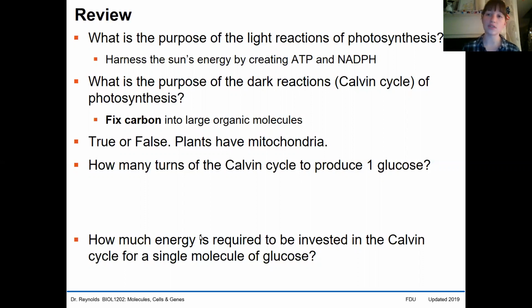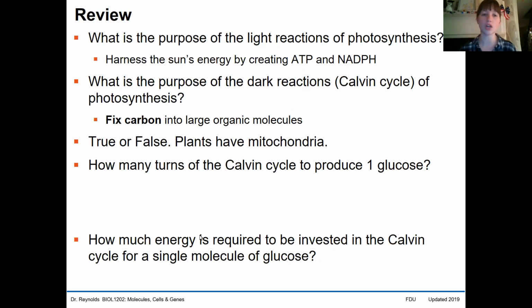It is absolutely true that plants have mitochondria. Even though this process of creating large organic molecules themselves, using the energy from light and the electrons from water, is an incredible process for photoautotrophs, you still have to be able to utilize the molecules that you've made, and mitochondria and cellular respiration are perfect for that.